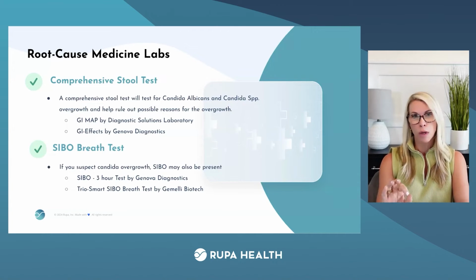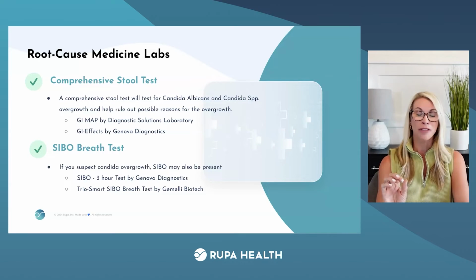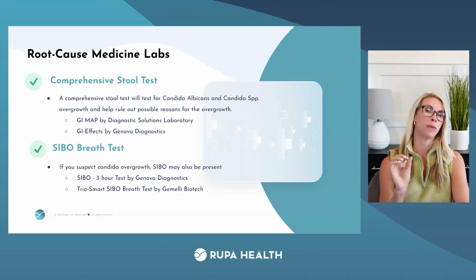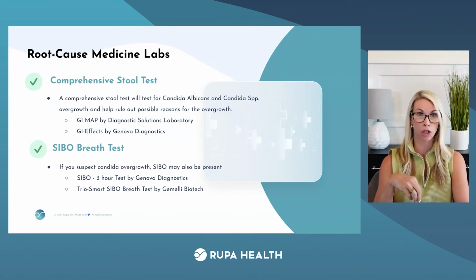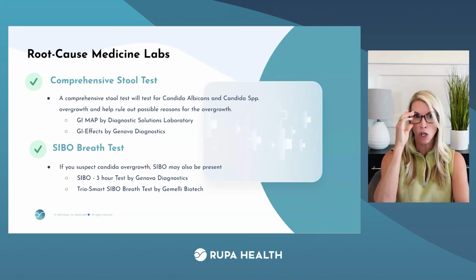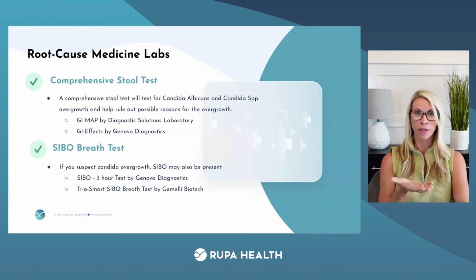But we also, in a comprehensive stool test, are going to be able to look at inflammatory biomarkers. We're going to be able to look at immune biomarkers. So this really just helps you put the whole picture together and determine, okay, maybe they have candida. Okay, we want to target that. We want to work on that.